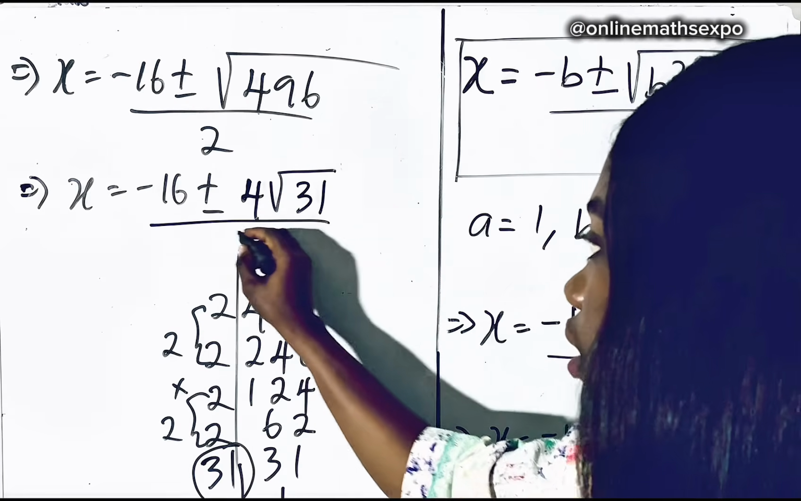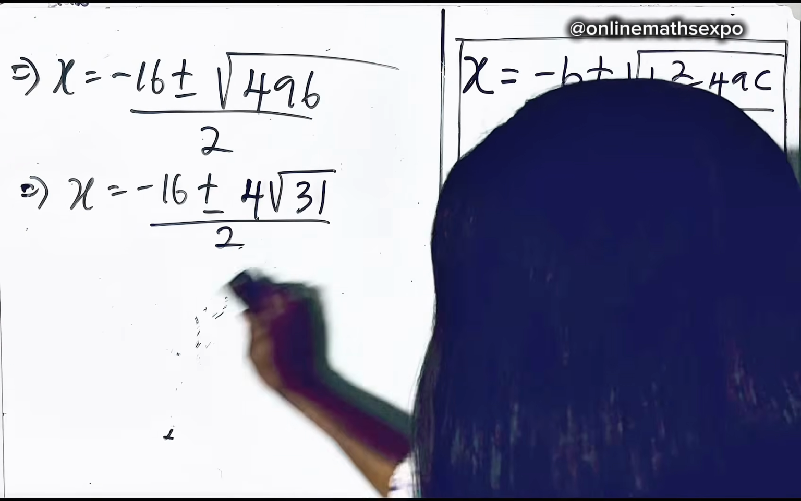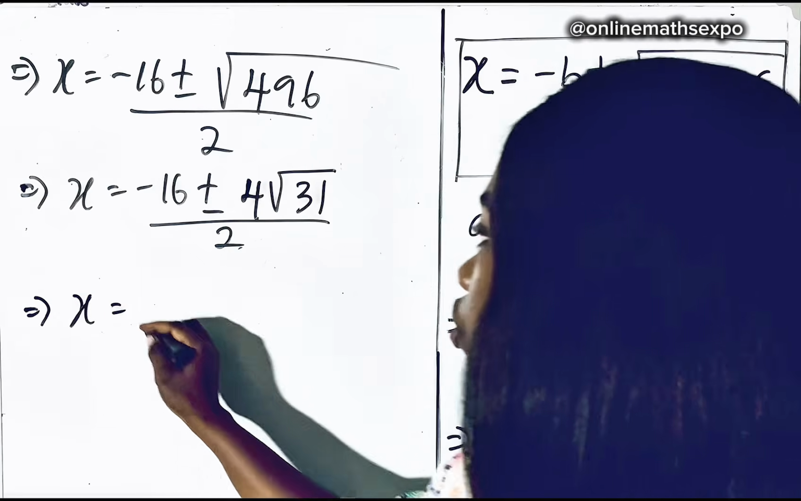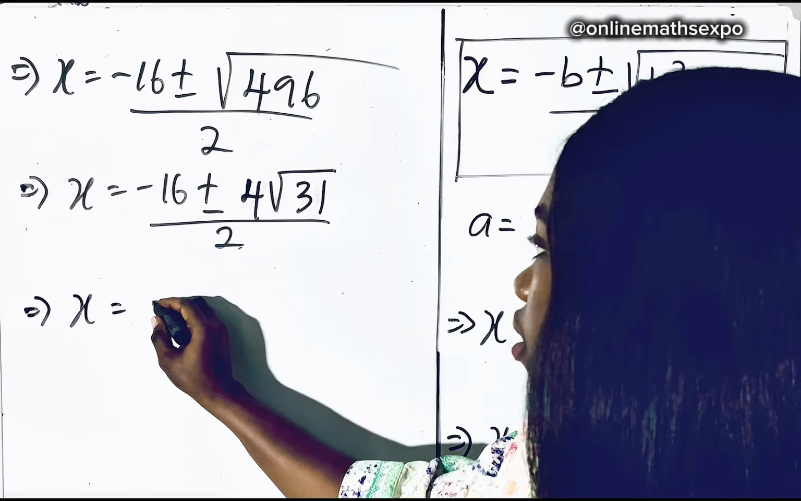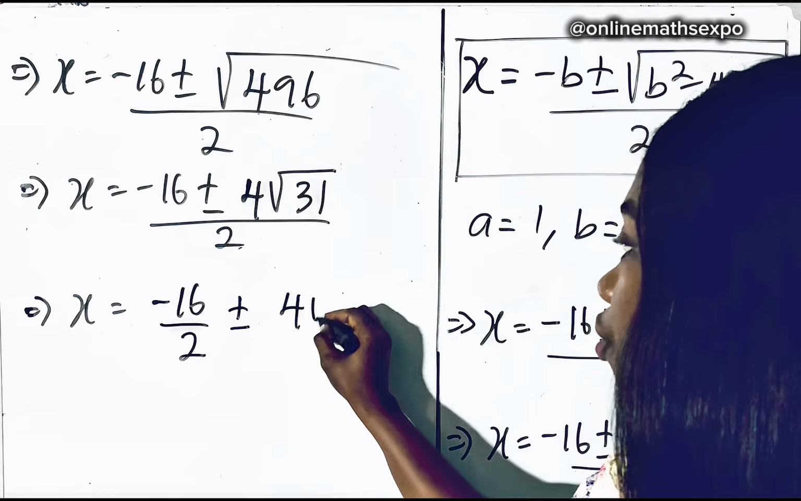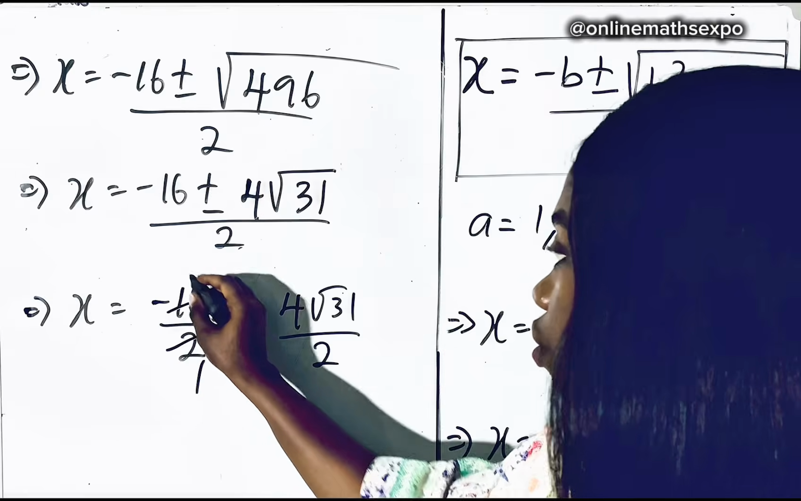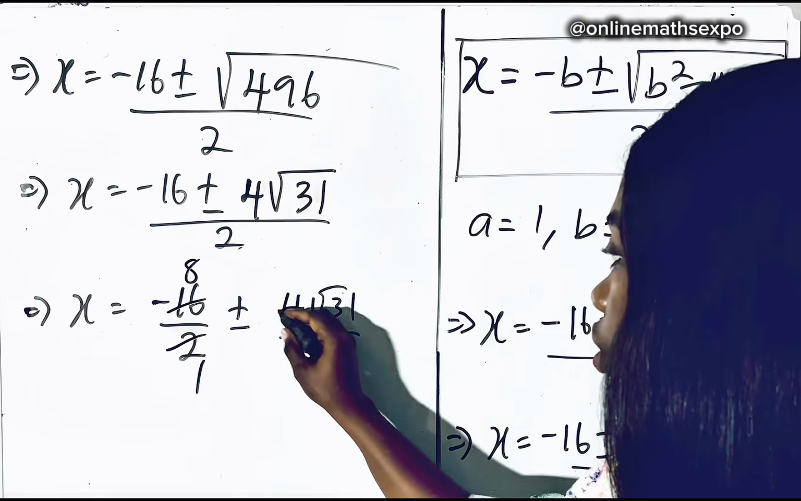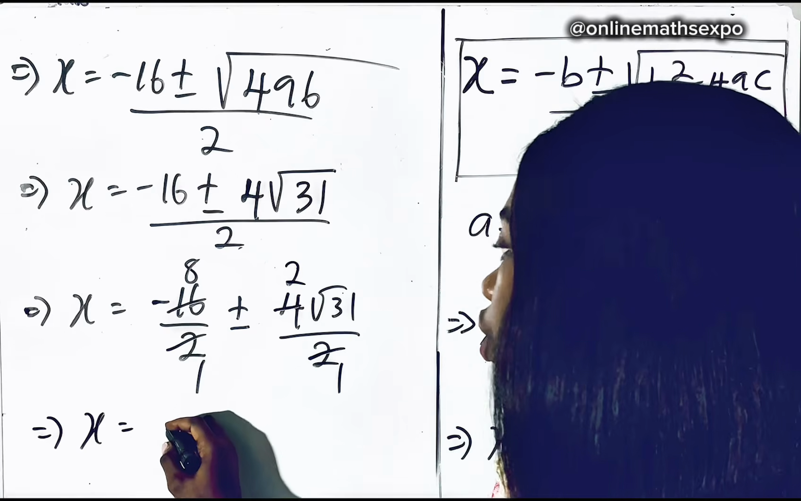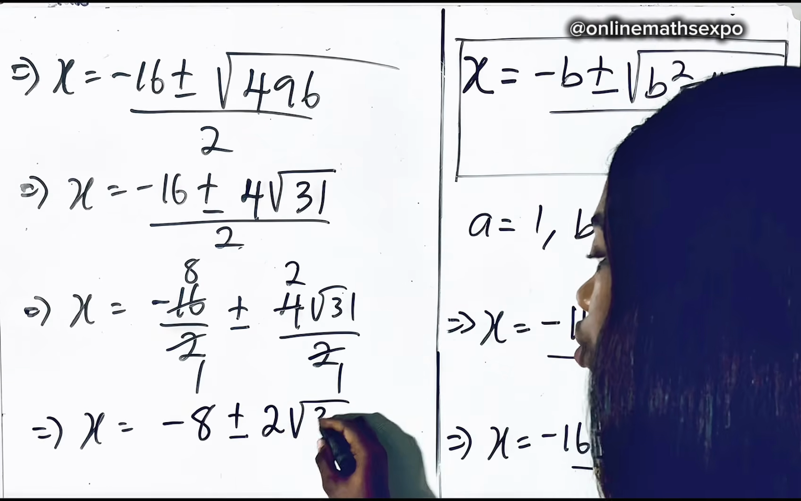And then it is divided by 2. Keep solving. We are going to now have x is equal to, this is the same as negative 16 divided by 2 plus or minus 4 root 31 divided by 2. 2 here is 1, 2 is negative 8, 2 is 1, 2 here is 2. So we have x is equal to negative 8 plus or minus 2 root 31.